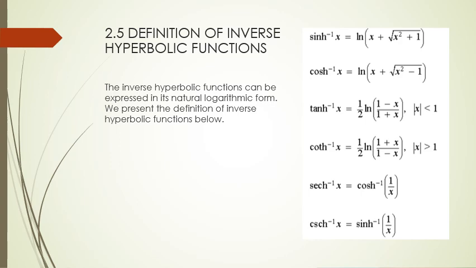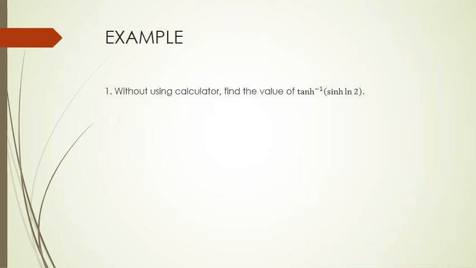Cotangent hyperbolic inverse x is 1 over 2 ln of x plus 1 over x minus 1. Secant hyperbolic inverse x equals cos hyperbolic inverse of 1 over x. Cosecant hyperbolic inverse x equals sine hyperbolic inverse of 1 over x. So this is the definition. For example, number 1: without using a calculator, find the value of tangent hyperbolic inverse of sine hyperbolic ln 2.